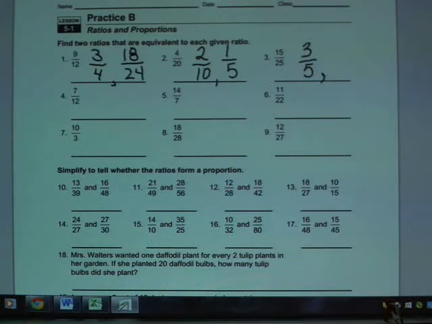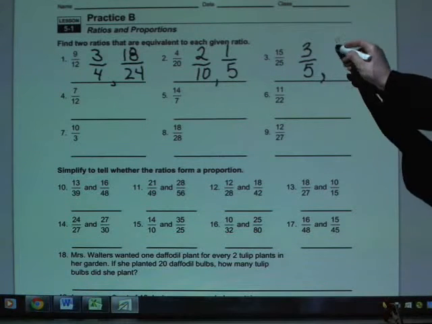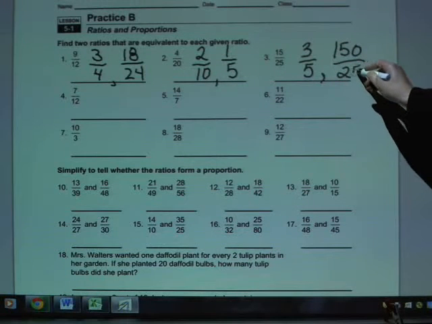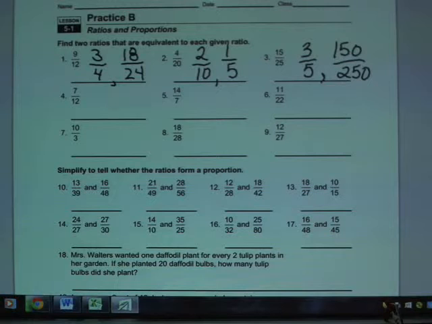Now, if you remember earlier, we multiplied by 2. In this one, I'm going to multiply by 10. And the reason I'm going to do 10 is because 10 is really a lot easier than 2, because all it's going to do is, unless there's a decimal there, which would move the decimal, multiplying by 10 really just adds a 0. So this is going to be 150 over 250, and that's also equivalent to 15 over 25.